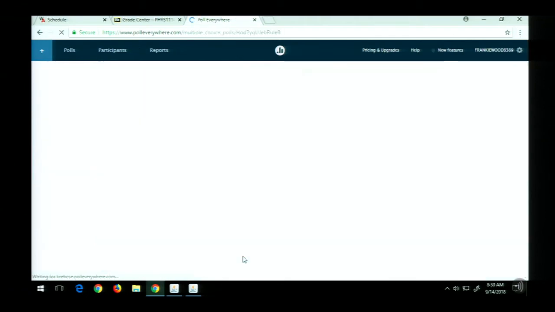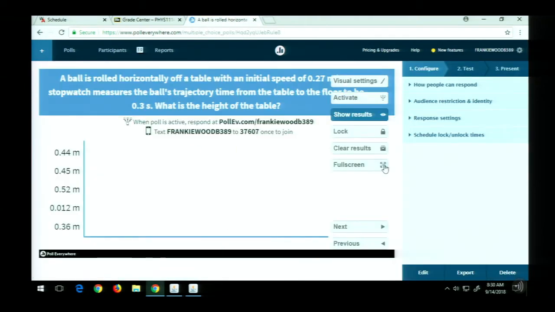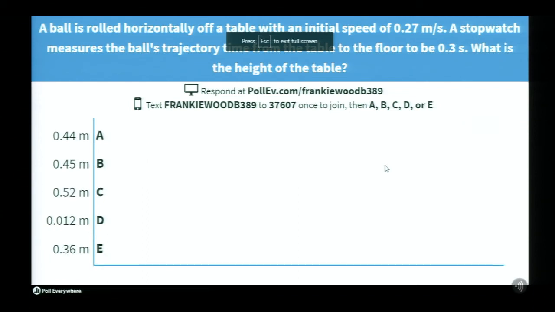Oh, this is a good one. Okay, we've got a ball that's rolled horizontally off the table with an initial speed of 0.27 meters per second. A stopwatch measures the ball's trajectory time from the table to the floor to be 0.3 seconds. What is the height of the table? 0.44 meters, 0.45 meters, 0.52 meters, 0.012 meters, or 0.36 meters.